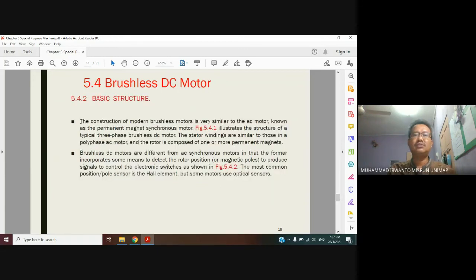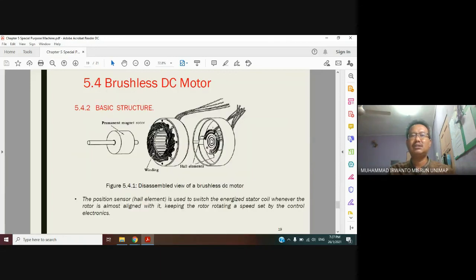The construction of the brushless motor is very similar to the AC motor known as the permanent magnet synchronous motor. Figure 5.1 illustrates the structure of the typical three-phase brushless DC motor. It is the three-phase with the neutral here, and it is the winding of the stator. It is the permanent magnet of the rotor, and this one is the Hall elements. The position sensor Hall element is used to switch the energized stator coil.